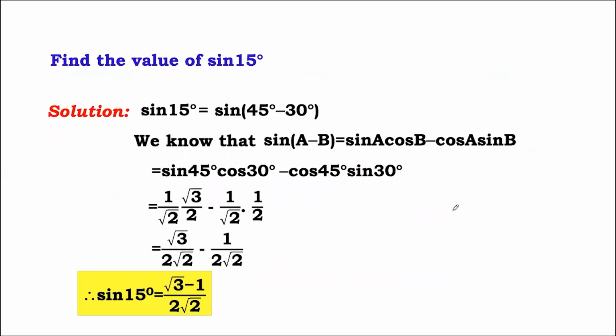Now, the use of this formula, right? For finding values like sine 15 degree. We know that for sine 15, there are two ways I can go. Either I can write sine 45 minus 30, or sine 60 minus 45 in degrees, right? So in both cases it is sine A minus B.